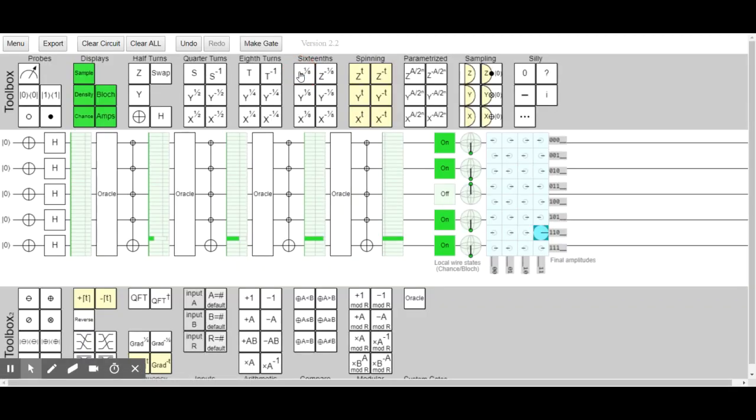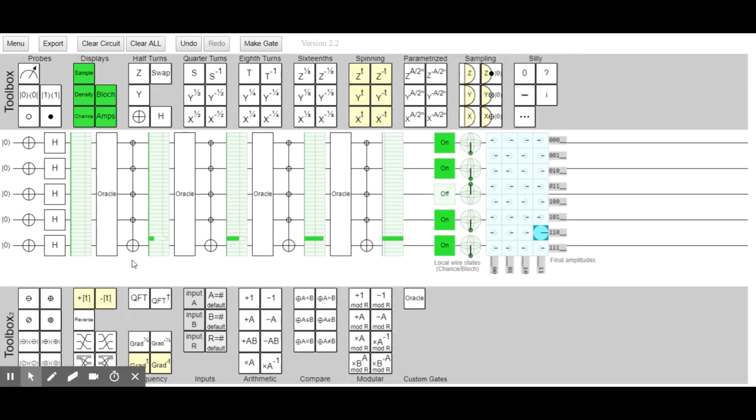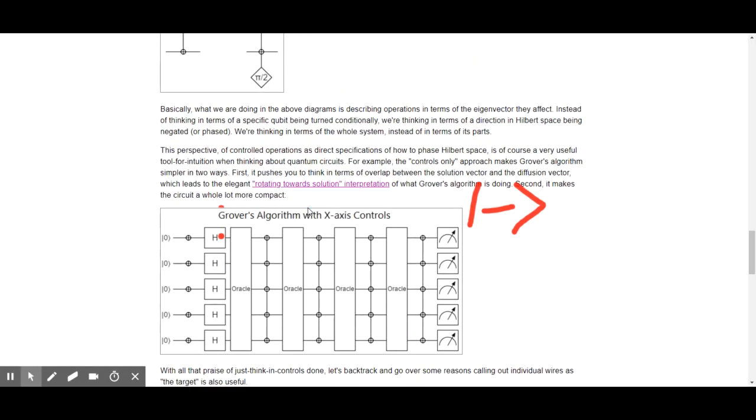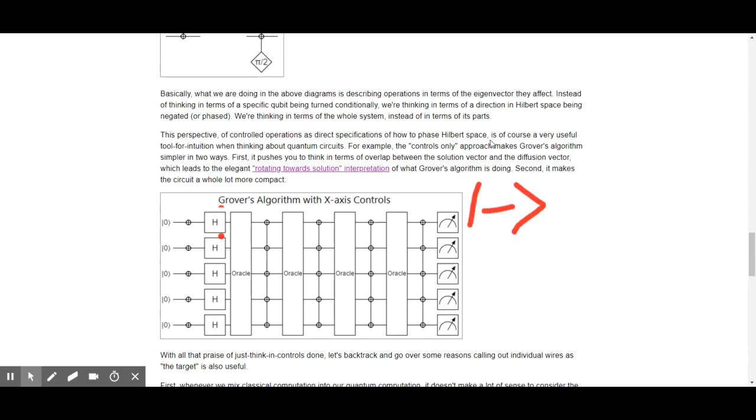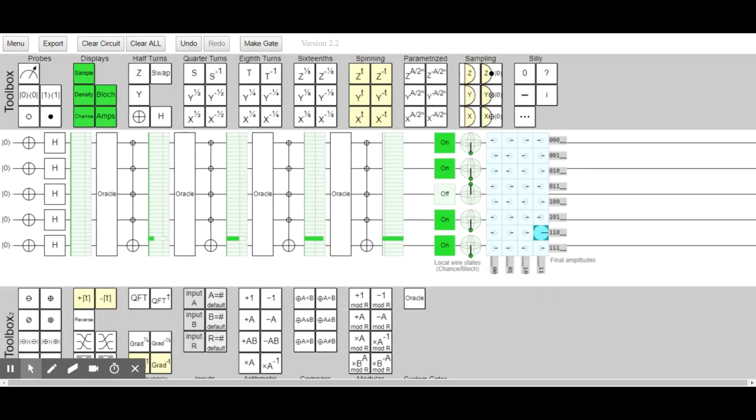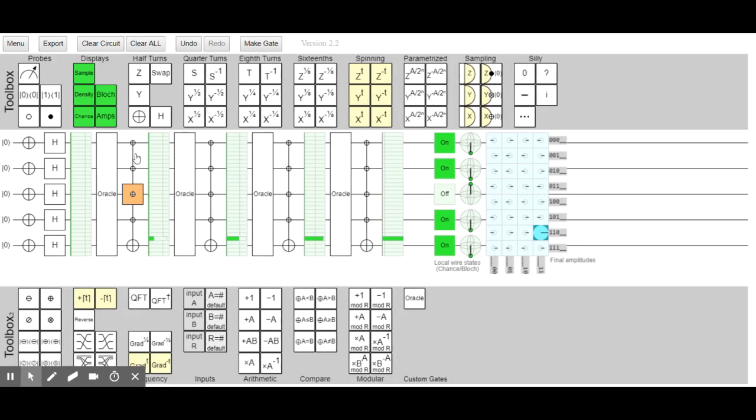The idea here is that you should understand those things as a shift on that particular axis, right? I kind of get rid of this being negated. Instead of thinking in terms of a specific qubit being turned conditionally, we're thinking in terms of a direction in Hilbert space being negated or phased. Exactly. Negated or phased. Phased is the common way you talk about that when you talk about the x-axis. And that's exactly what's happening here, right? The x-axis.